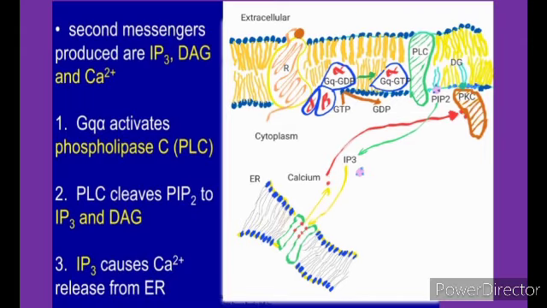So the first take-home lesson here is that activation of the alpha-1 adrenergic receptor through GQ, through phospholipase C, produces three second messengers: DAG, IP3, and calcium. The former three molecules all increase as a result of receptor activation.